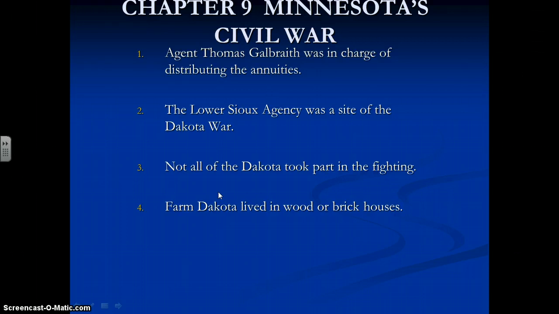Number 4, farm Dakota lived in wood or brick houses, and I had stated that before. They were to live as white people. That's what our government wanted of the Indians, to lose their culture, not have their culture at all anymore. Basically, our government wanted them annihilated or extinct or out of Minnesota. And that is our first statement here.